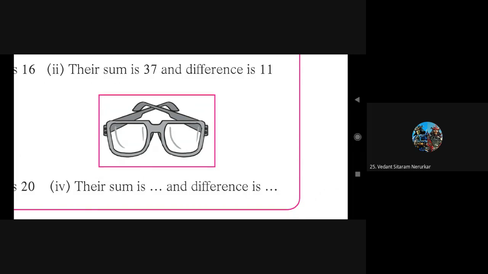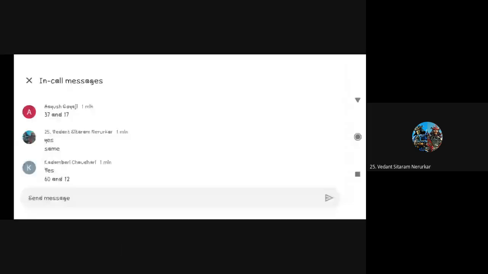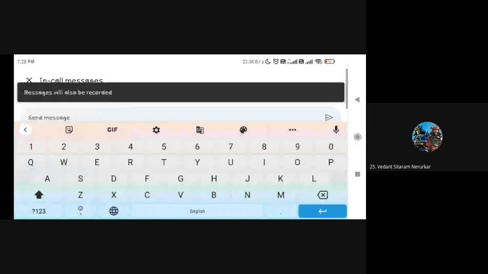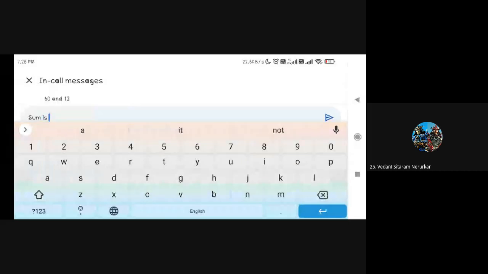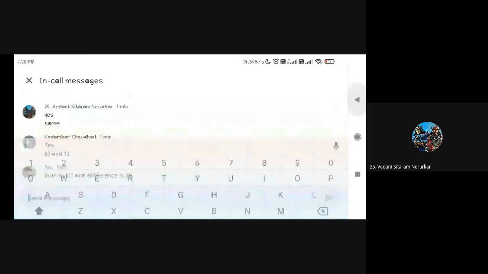Two numbers. Okay, so their sum is 100 and their difference is 20. Tell me those numbers. Sum is 100 and difference is 20. Can you tell those numbers? Sum is 100 and difference is 20. So which are those numbers?